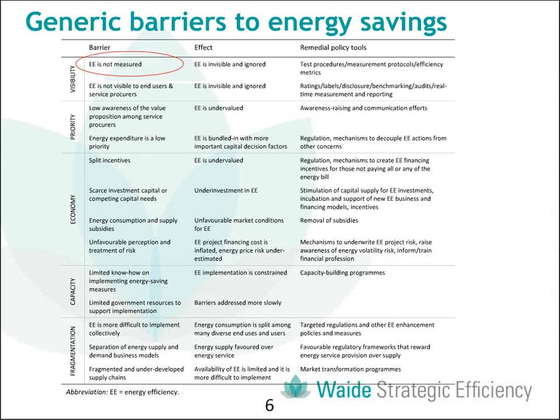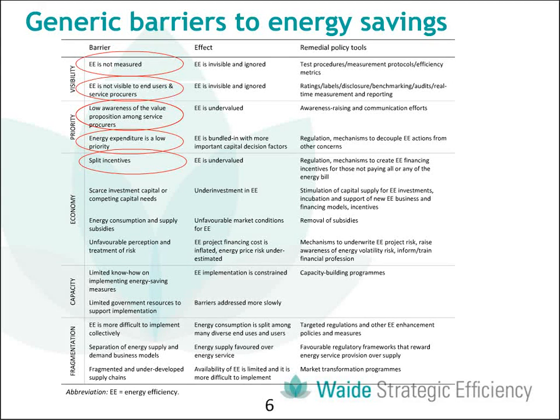What the circles I'm showing here will pertain to is where the Energy Efficiency Directive has measures which address some of these barriers. So if you see a circle, it's because the Energy Efficiency Directive has something which is actually addressing this problem. So energy efficiency is not visible to end users and service procurers. There's a low awareness of the value proposition amongst service procurers, so there's a priority problem: that energy expenditure is a low priority. And then you come to the whole issue of the economy and whether the market functions properly or not.